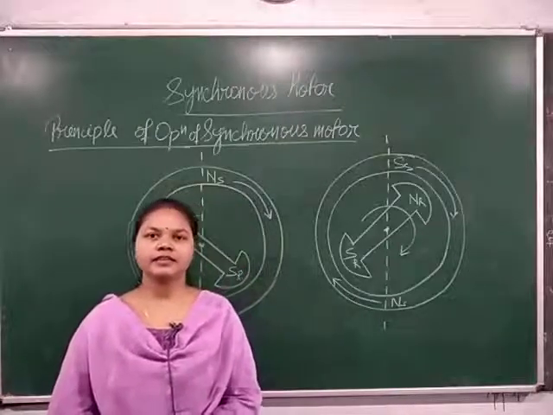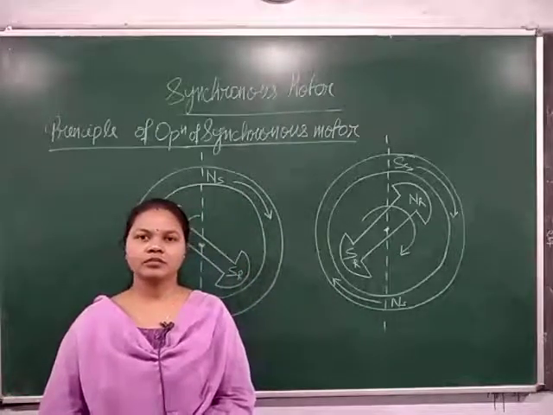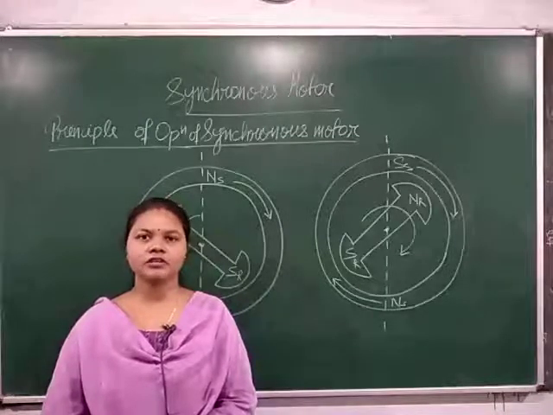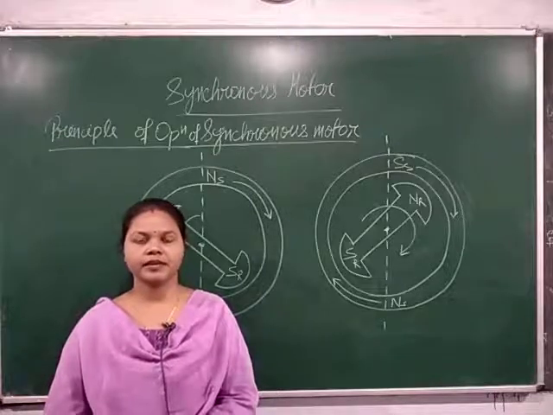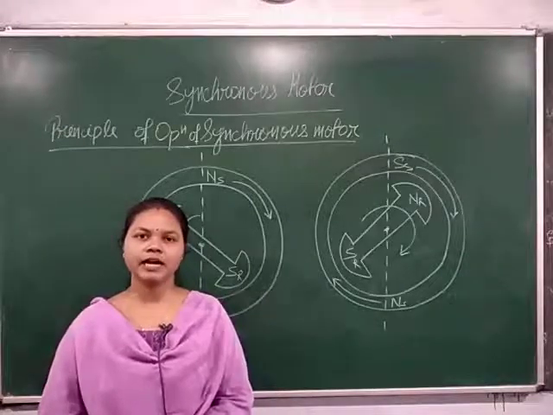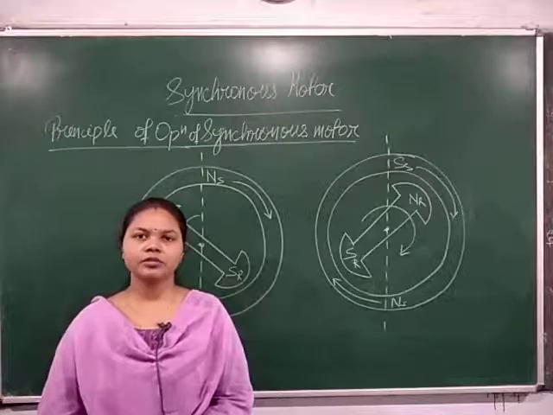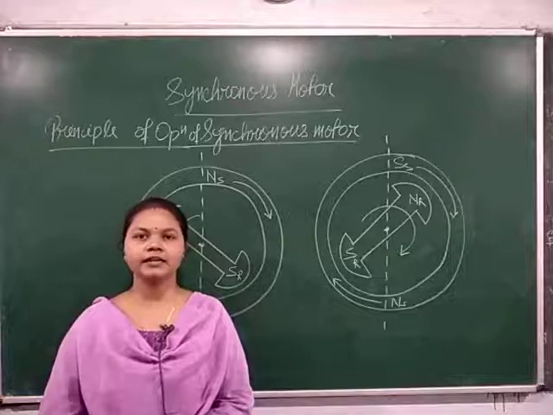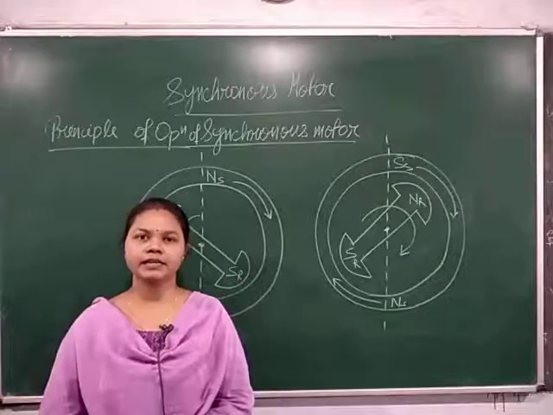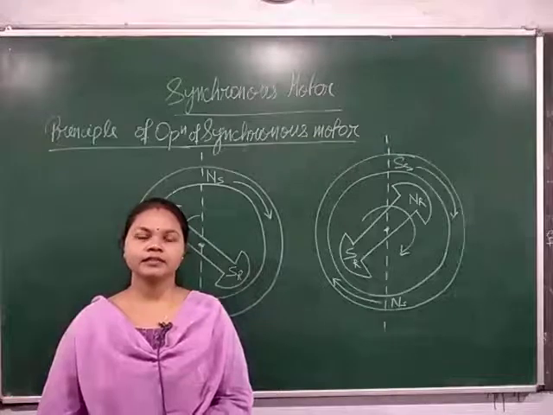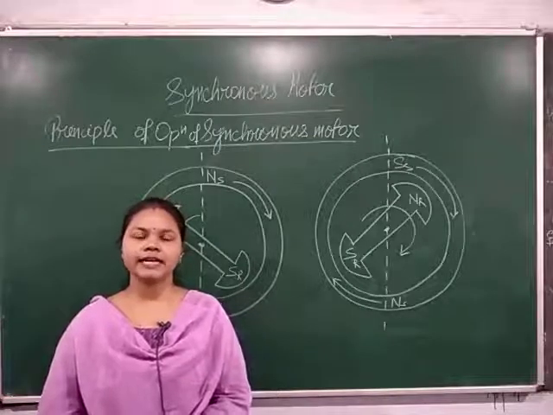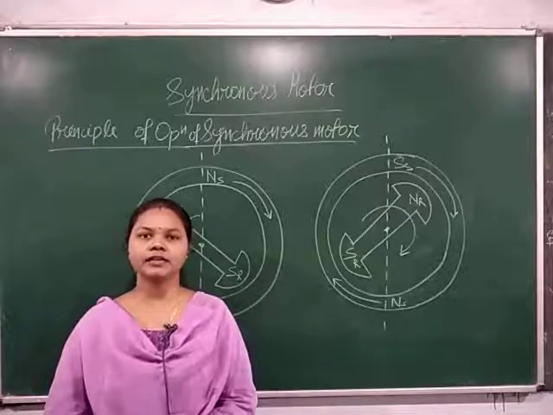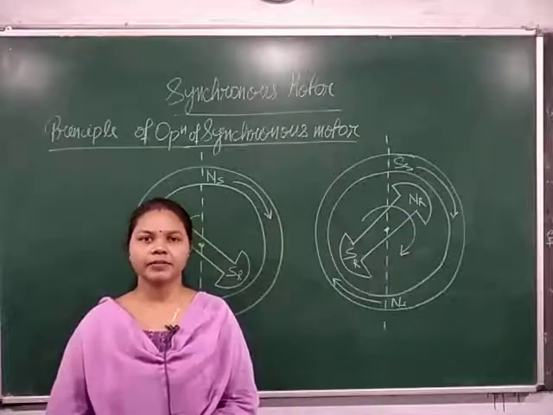Hello students, in this video lecture class, we will discuss the working principle of a synchronous motor. In the previous video class, we have learned that two types of supply are given to the synchronous motor, both AC and DC. Three-phase AC supply, that is alternating supply, is given to the stator winding, that is armature winding, and the field is excited by the constant DC supply.